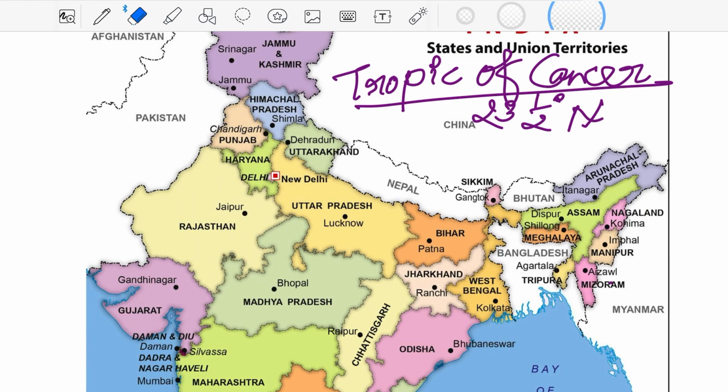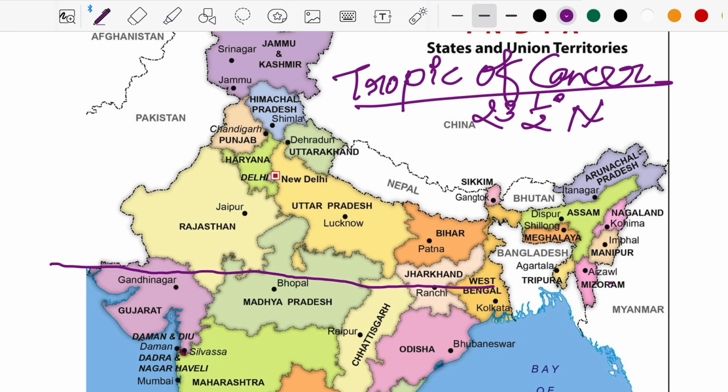So how many states is it passing through? The total is 8 states through which it is passing: Gujarat, Rajasthan, Madhya Pradesh, Chhattisgarh, Jharkhand, West Bengal, Tripura and Mizoram. So this is 23.5 degree north.